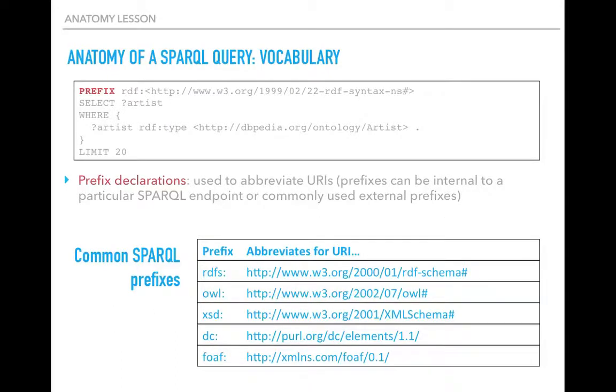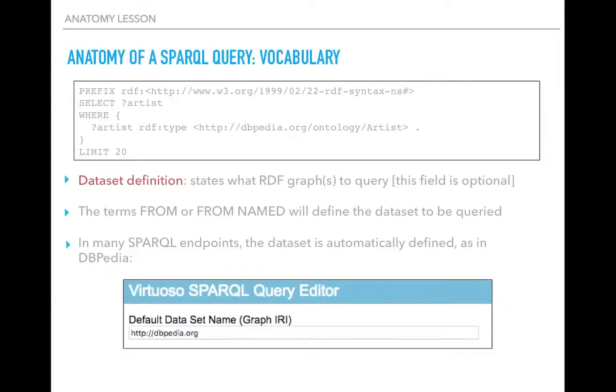Prefix declarations are used to abbreviate the URIs we reference in our query and save us from having to retype these cumbersome entries. The dataset definition is an optional field which defines what RDF graphs we want to query against. Many SPARQL query endpoints, DBpedia included, automatically define the dataset for us.